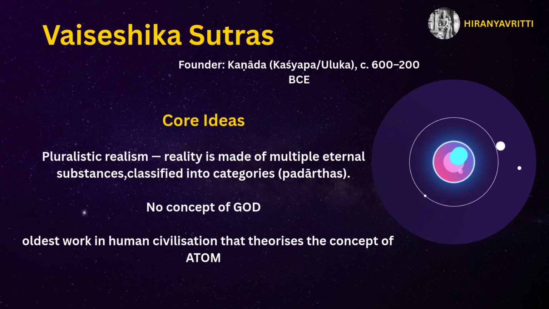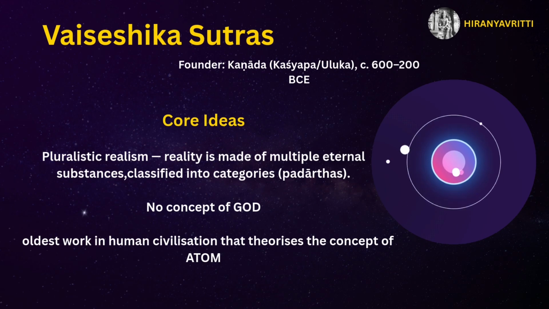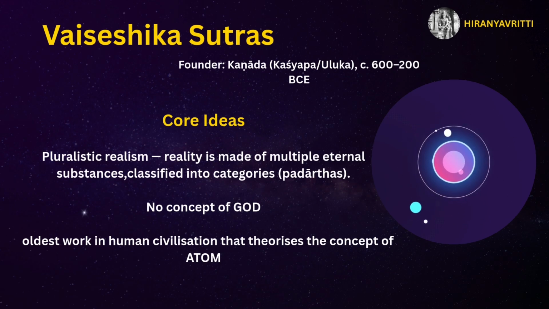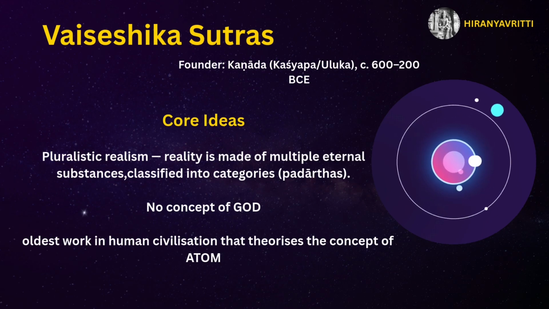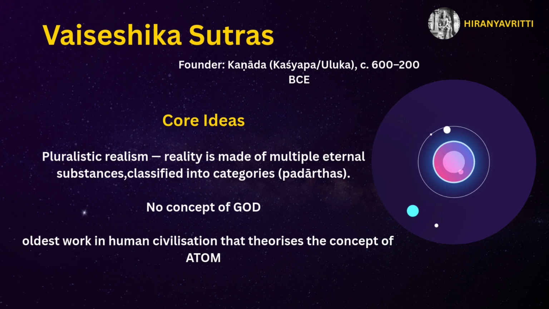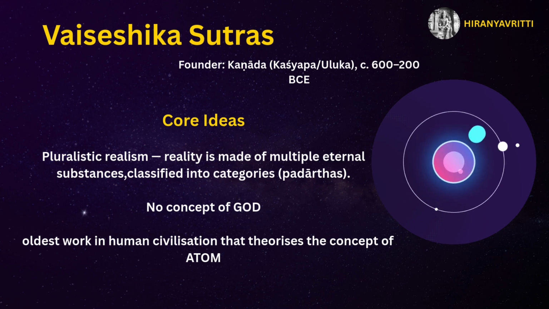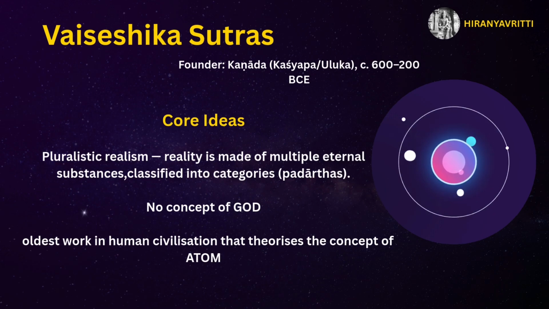Let's start with Vaiseshika Sutras. Vaiseshika Sutras was founded by Maharshi Kanada around the year 500 BCE. The core idea of this darshana is that it emphasizes a form of pluralistic realism, where reality is not a single essence but a combination of many eternal substances, organized into categories called padarthas. Remarkably, the text proposes that all physical objects are built from indivisible atoms, making it the oldest known work in human civilization to theorize the concept of the atom.